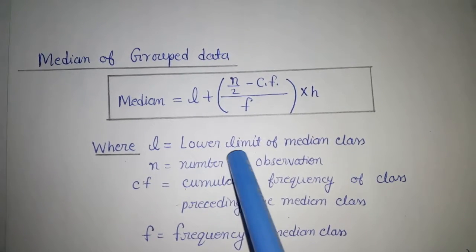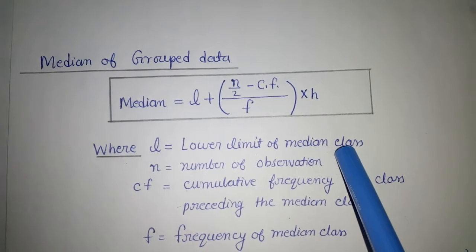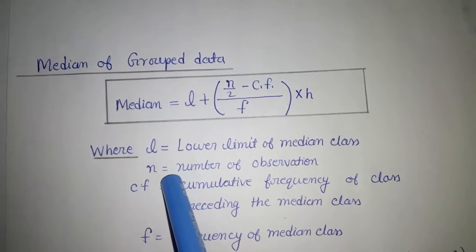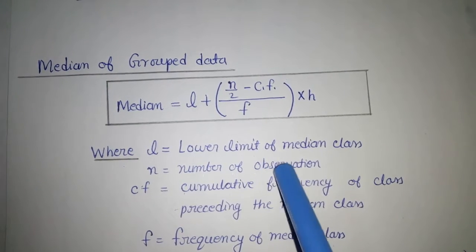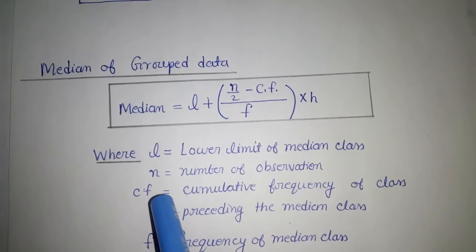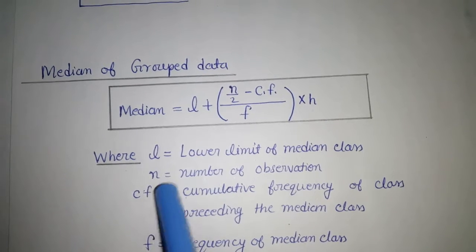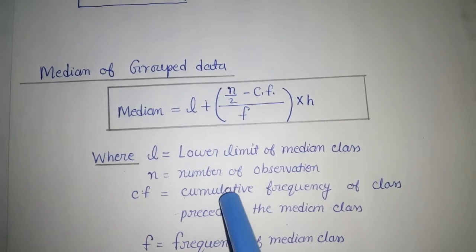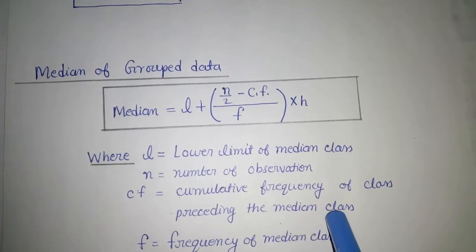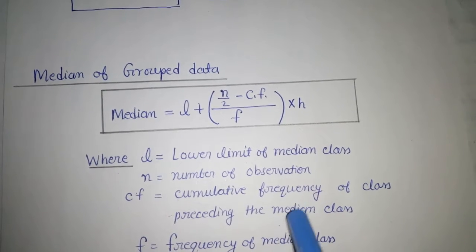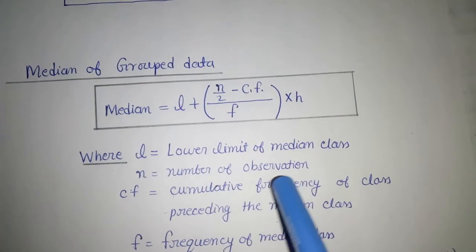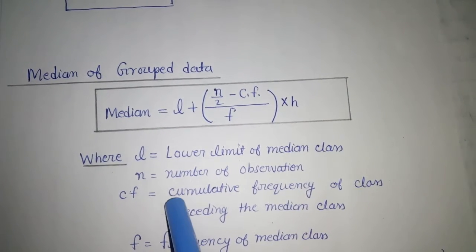L means the lower limit of the median class. N means the number of observations. Whatever number of observations are given, that is N. CF is the cumulative frequency of the class preceding the median class, meaning just before the median class, not of the median class itself.